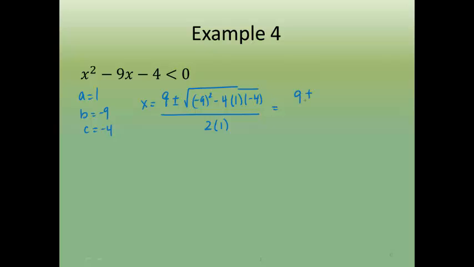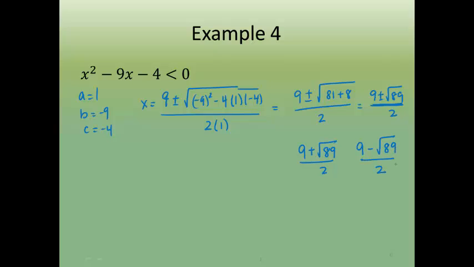So I get 9 plus or minus the square root of 81 plus 8, all over 2. Continuing to solve, I get 9 plus or minus the square root of 89 over 2. Okay, so from this point, I have two values. I have 9 plus the square root of 89 over 2, and I have 9 minus the square root of 89 all over 2. And it's best at this point to determine which of those is larger than the other.